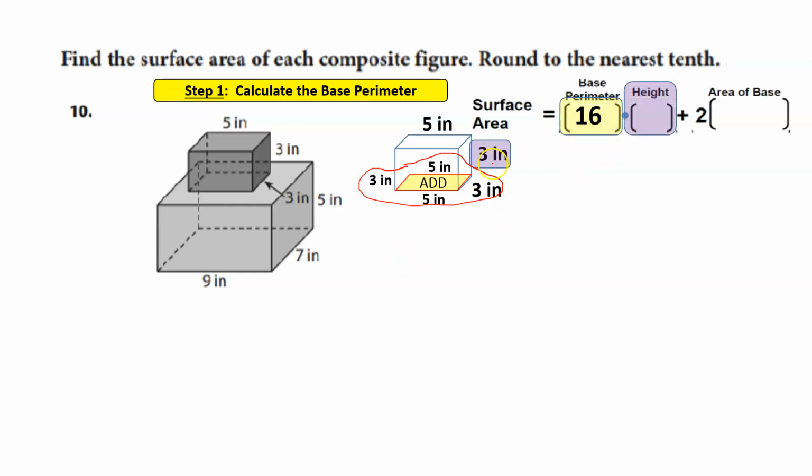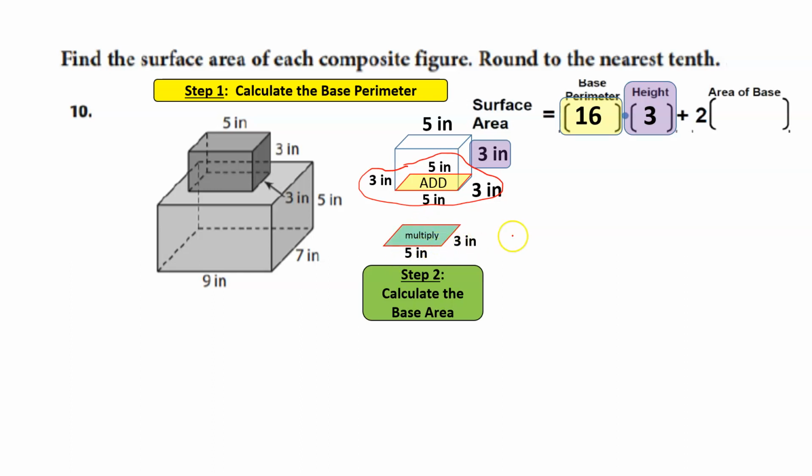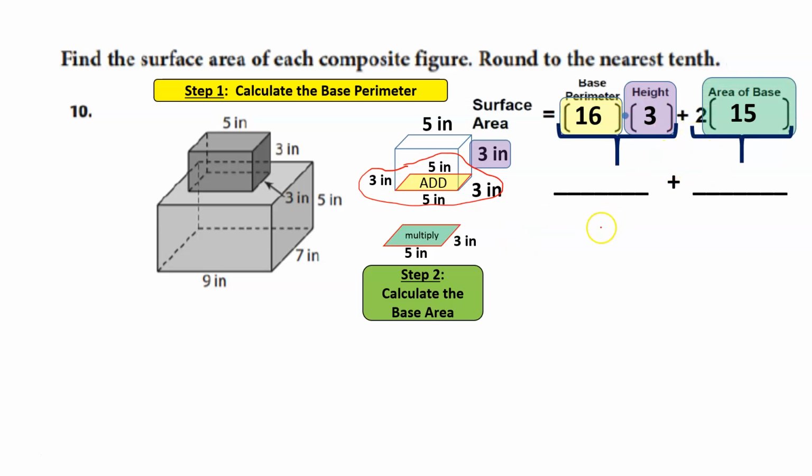All right, the height of our little box would be 3, and the area of our base would be, well, we're going to multiply those numbers together. Go ahead and do that now. 15. All right, let's go ahead and work this out.